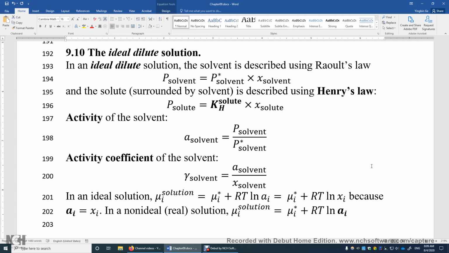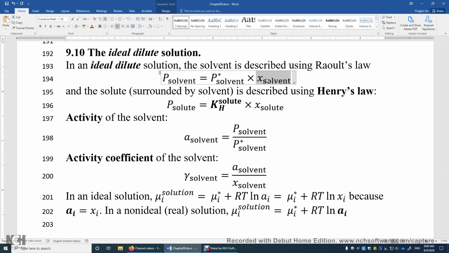In the ideal dilute solution, for the solvent, we can still use Raoult's law because this solution is awfully close to pure A anyway. So we just use this equation. The partial pressure of the solvent is equal to the pure vapor pressure of the solvent times the mole fraction of the solvent. But remember, for an ideal dilute solution, this X is very close to 1. It's 0.99 something.